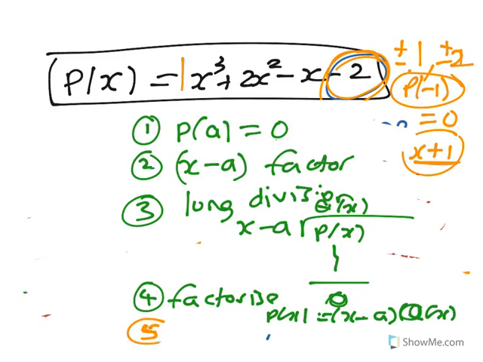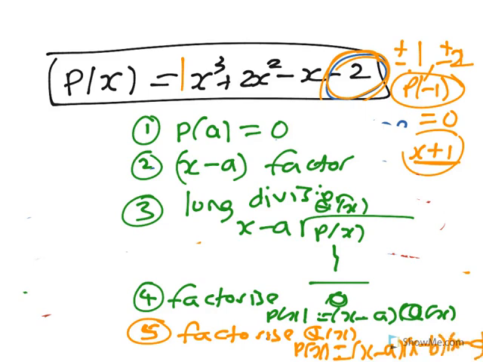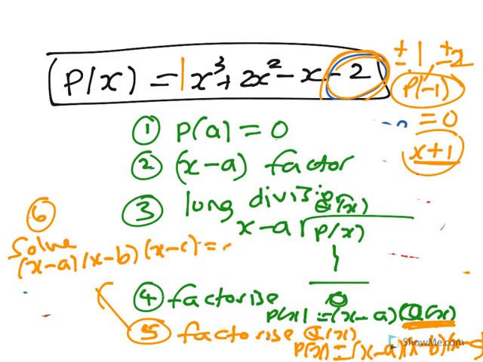Once you've done that, the next step is to factorise q of x. So once you factorise q of x, then p of x would equal, let's say, x minus a, x minus b, x minus c, where b and c are the two numbers that help to factorise the q of x. And then your last and final step, if you're asked to solve, so we'll call that 6, then x minus a, x minus b, x minus c equals 0. You solve each factor with 0, and that would be when you're asked to solve as opposed to factorise.